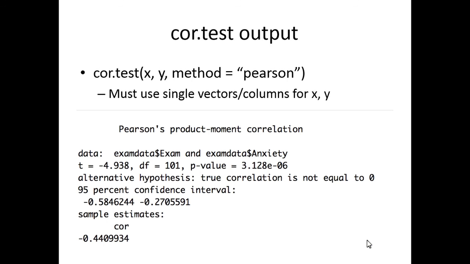It gives me my confidence interval here. So how believable is this correlation? I've got -0.44, wherever it went, here. And so the range around that is from 0.27 to 0.58, which is pretty small.